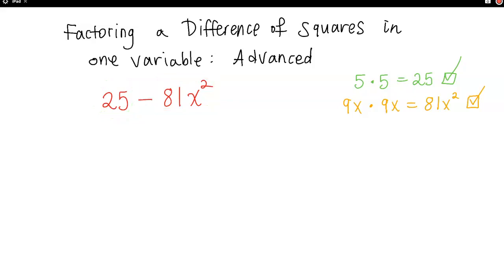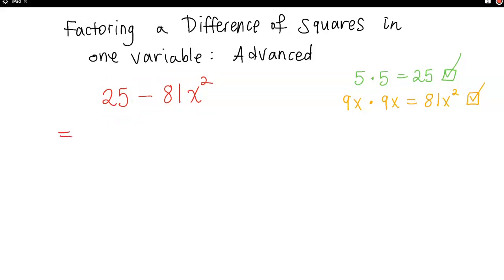Just like the basic type, we're going to have two binomial factors multiplying. In their first position, I'll square root 25 and put 5 and 5 in each. Next, I need one to be positive, the other one to be negative. In the second position of each factor, I will need to square root 81x squared, which is 9x. 9x and 9x. And that is it for this example. Let me go over one more with you.